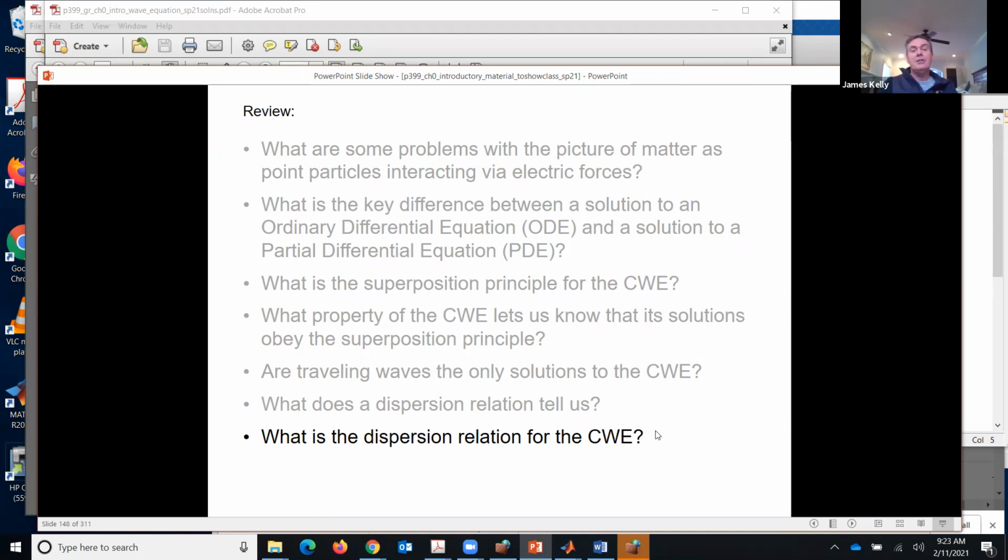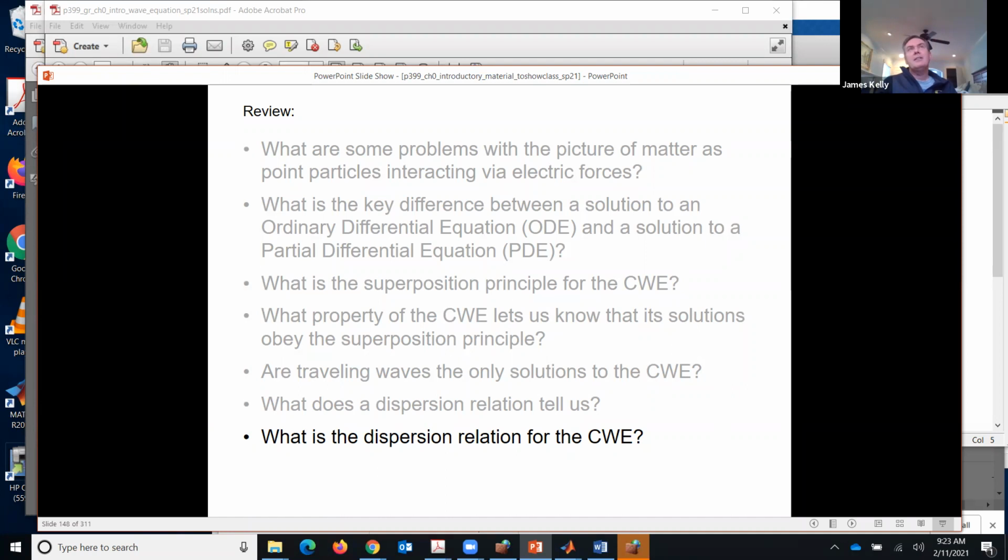For the classical wave equation, the dispersion relation we got was omega equals plus or minus ck, which we can solve for omega over k. Omega over k, or the phase velocity, is plus or minus c. And that means that irrespective of wavelength, every traveling wave travels to the left or to the right at c.